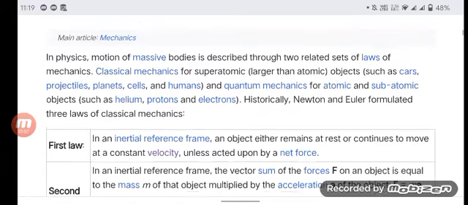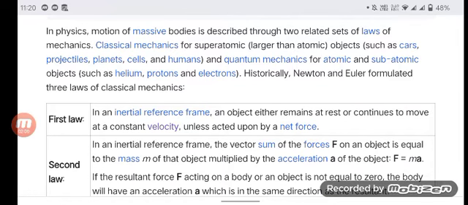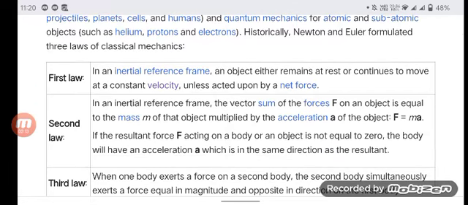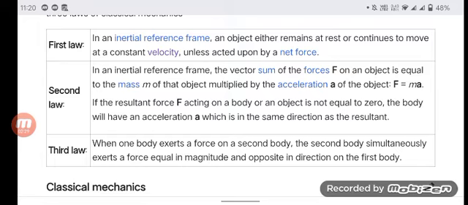Historically, Newton and Euler formulated three laws of classical mechanics in an inertial reference frame. An object either remains at rest or continues to move at a constant velocity unless acted upon by a net force. In an inertial reference frame, the vector sum of the forces F on the object is equal to the mass m of the object multiplied by the acceleration a of the object: F equals ma. If the resultant force F acting on a body or an object is not equal to 0, the body will have an acceleration which is in the same direction as the resultant.